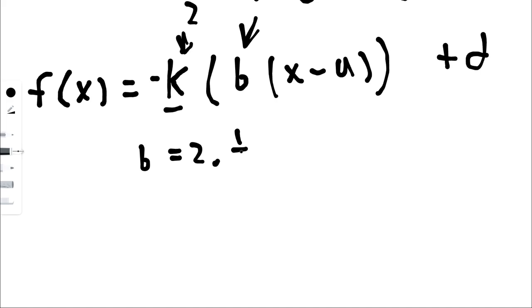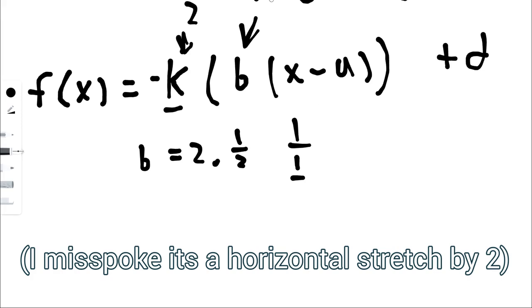And then same goes for 1 over 2. It's like 1 over 1 over 2, which just equals 2. So it's a horizontal stretch by 2. It's a little bit confusing.